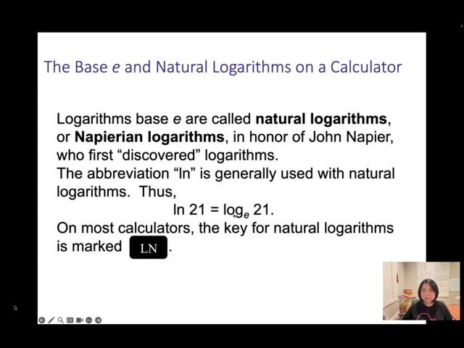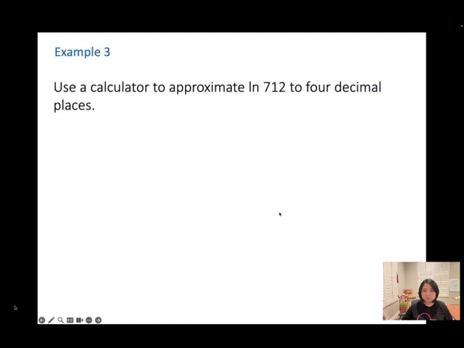One more time. The common log base is supposed to be 10. If you put e instead of 10 here, it becomes the natural log. They are equal to each other, these two. So ln 21 is equal to the log with base e of 21.